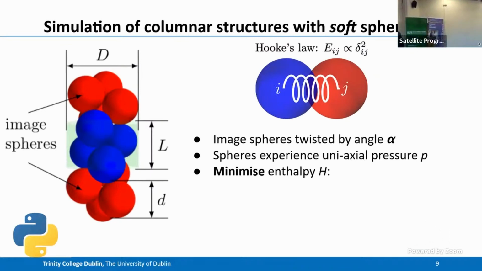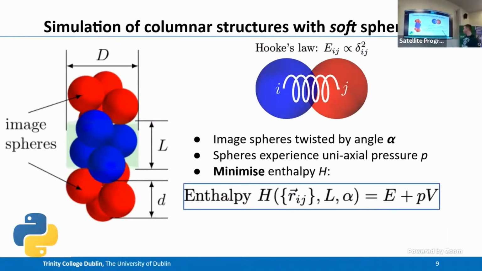What we do then is minimize the enthalpy of the system. The enthalpy is essentially calculated as the inner energy of the system plus a regularization term of pressure times volume. And we minimize this enthalpy with respect to the sphere positions, the length of the cylinder, and the twist angle. And there are two ways essentially to minimize this.